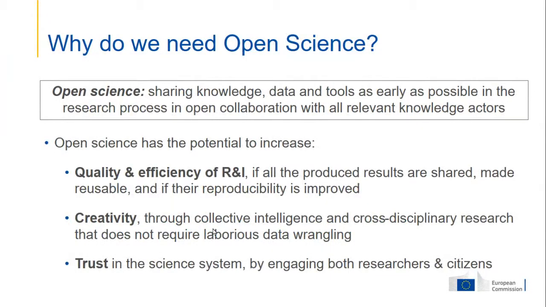So let me start with a definition of open science. What is it? Open science is about reforming the research process or the research system so that knowledge, data, and scientific information flow as unimpededly, as easily as possible across the research actors and the research system. So it is all about sharing. It's about sharing tools like software. It's about sharing knowledge, data, information in general.